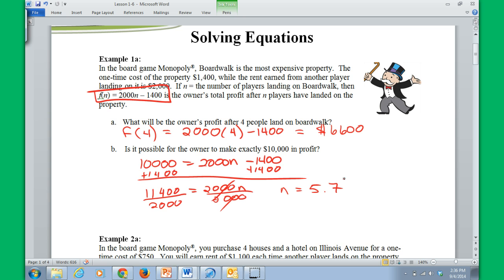We got an answer. You have a possible answer for n, but can you have 5 whole people and 0.7 of a person? No. So it's not possible to have that exact profit. A lot of times in real life problems like this, you got to think, okay, I got an answer, but is that really a valid answer? Can I have a partial person? All right.